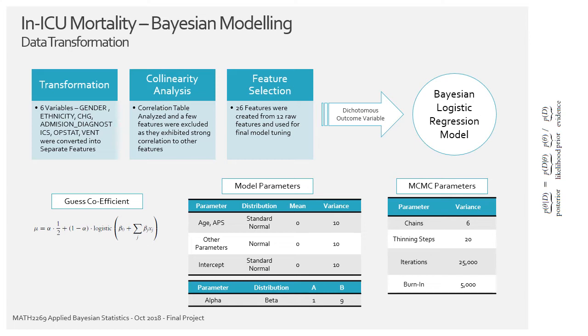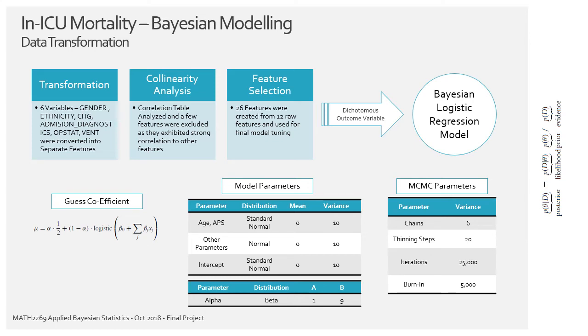Secondly, we conducted collinearity analysis using the correlation table of the dataset. We excluded several features as they exhibited strong correlation to other features. Lastly, we conducted feature selection and ended up having 26 features as predictors and 1 target feature, outcome. These features are included in the model for final model tuning.